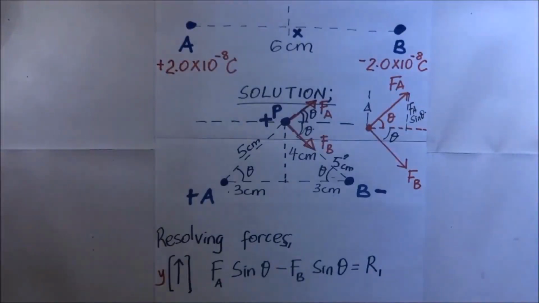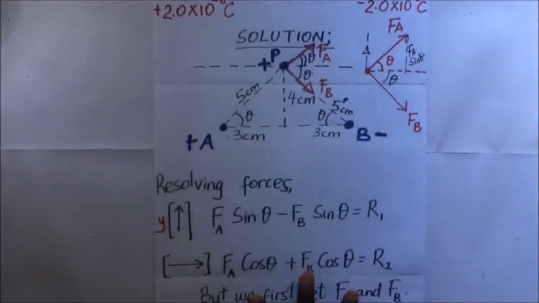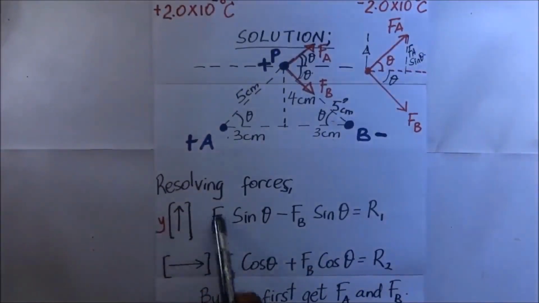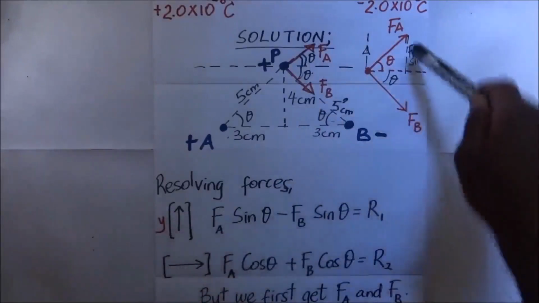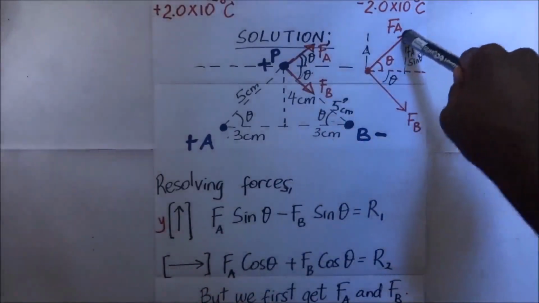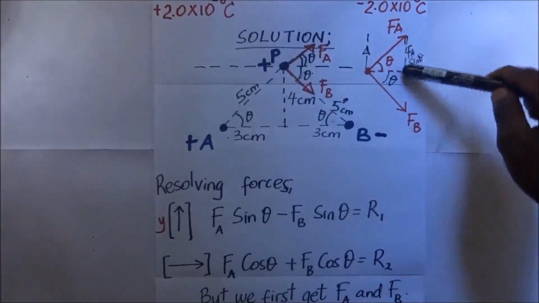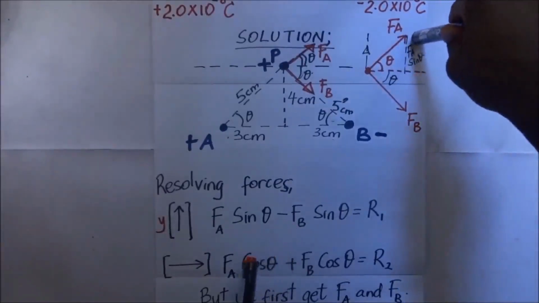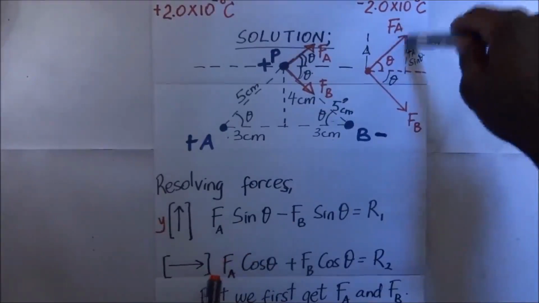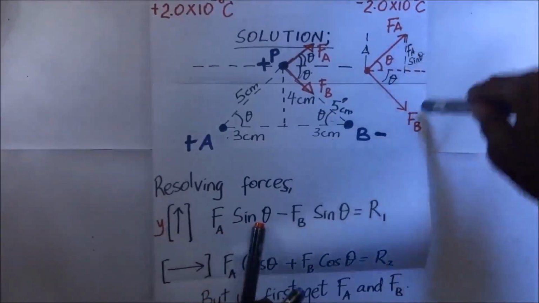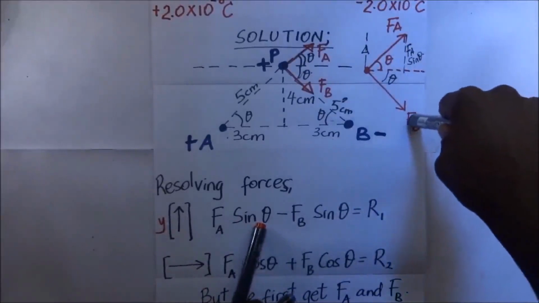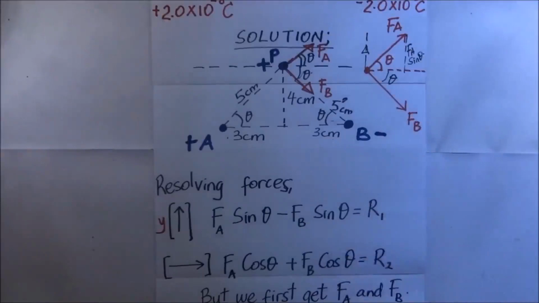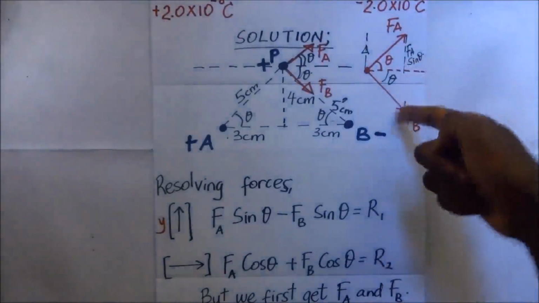So we begin. When we are to resolve these forces, resolving along the y-axis, we are looking at FA. Resolving it in the y-axis, it would mean it is FA sine theta. Then resolving FB along the y-axis is going to be minus FB sine theta, because resolving this along the y-axis we are looking at this.